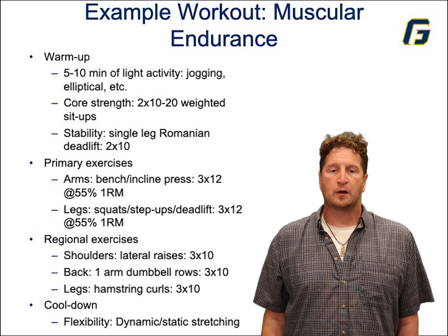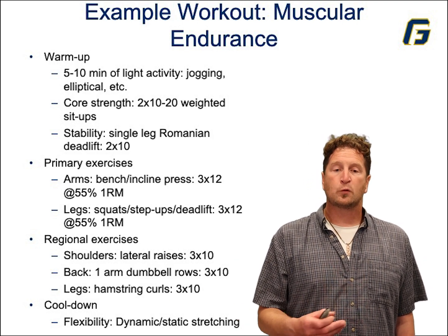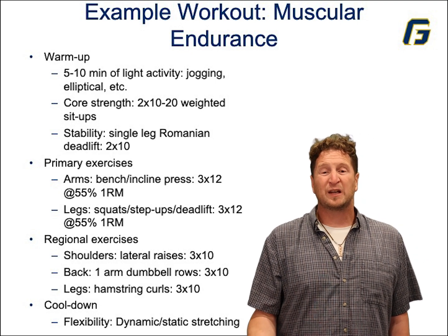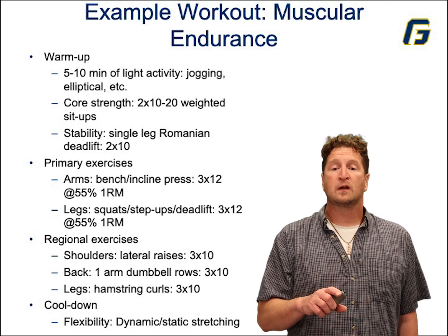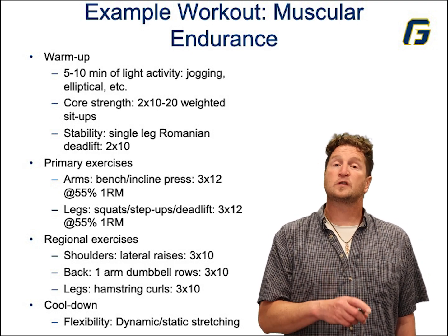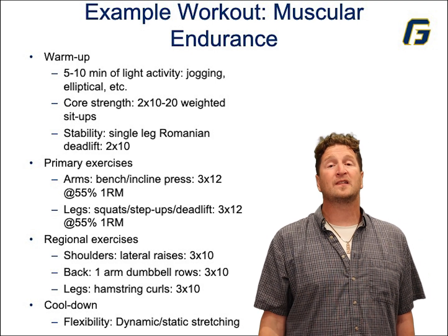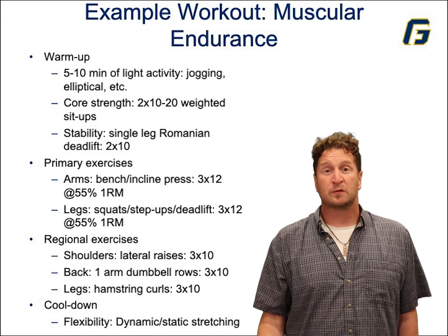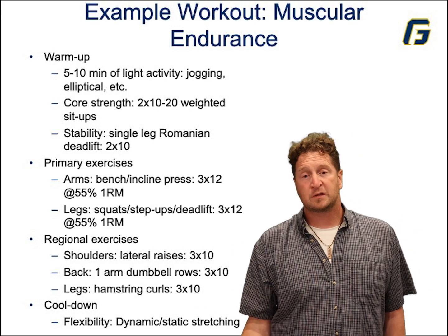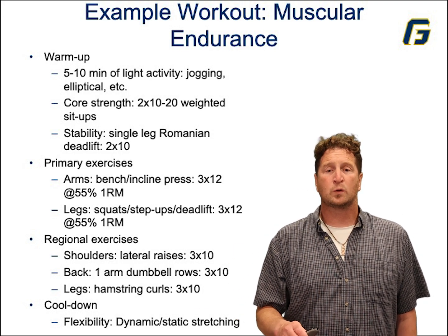So for this person in our primary exercises, I have them working on some arms. They're going to be doing either the bench or the incline press. But you can see, remember they're working on endurance. They're doing 3 sets of 12 repetitions. They're going to do that same motion 12 times in a row, take a break, do it another 12 times in a row, take a break, another 12 times in a row, take a break. That's 3 sets of 12.